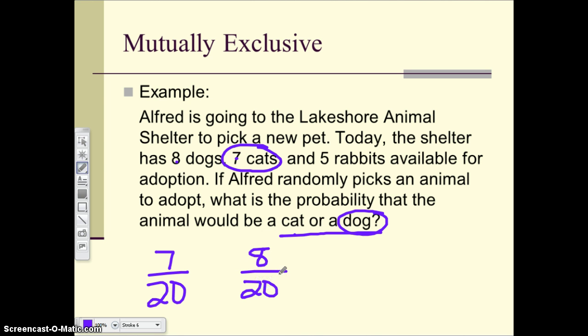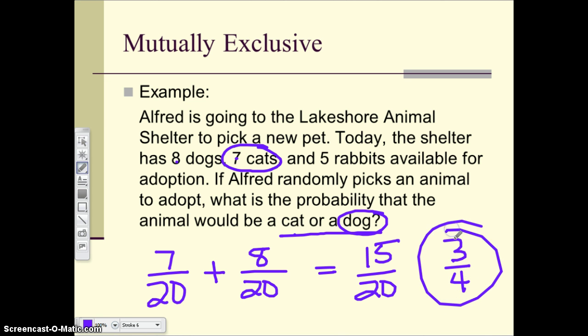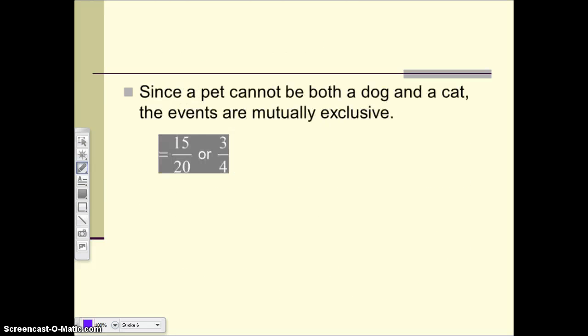And remember, in this case, because he's only going to take one pet, what's the probability that that one will be a dog or a cat? We will add them together. 7/20 plus 8/20 equals 15/20. Or if we want to be the most precise, we would simplify that fraction down to 3/4. He has a 3 in 4 chance of choosing a dog or a cat, or 75% chance.